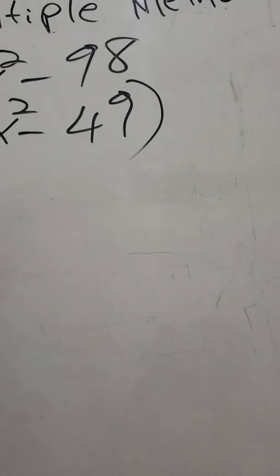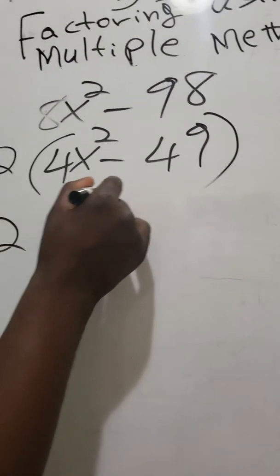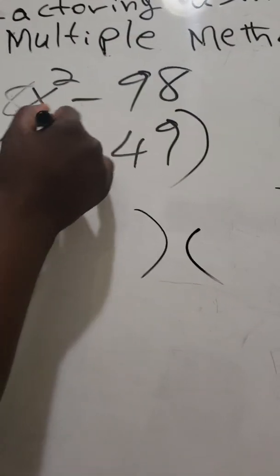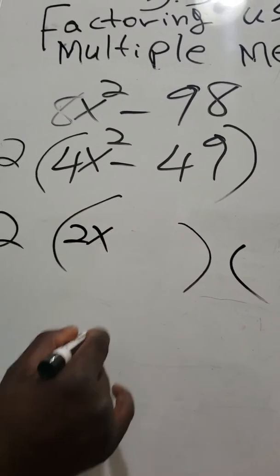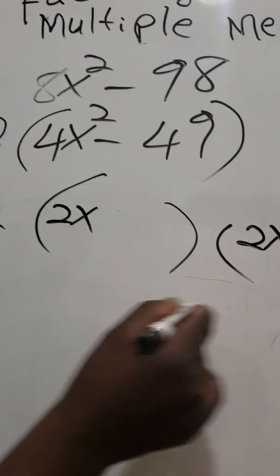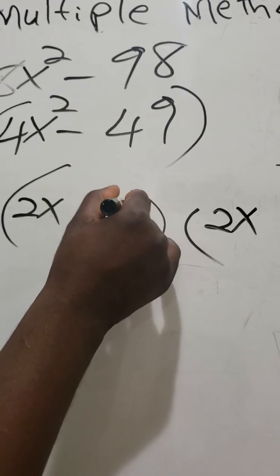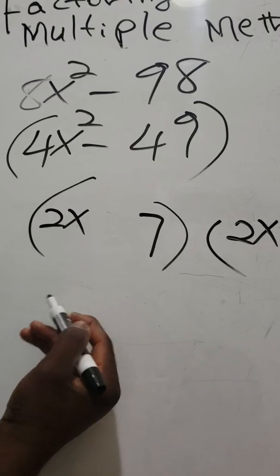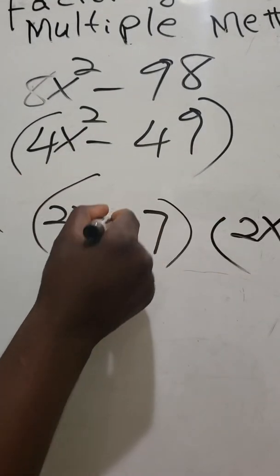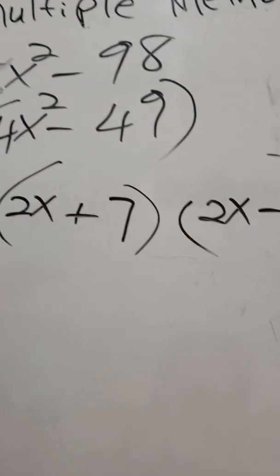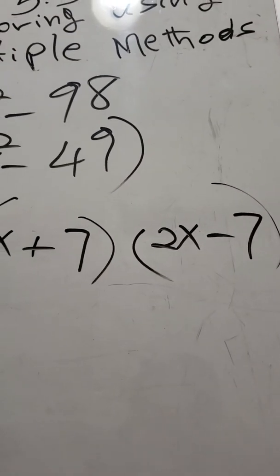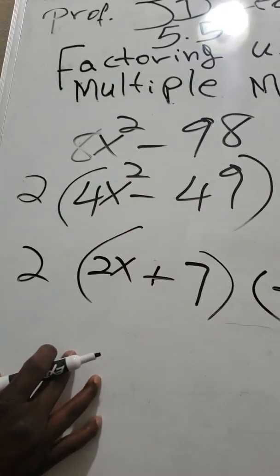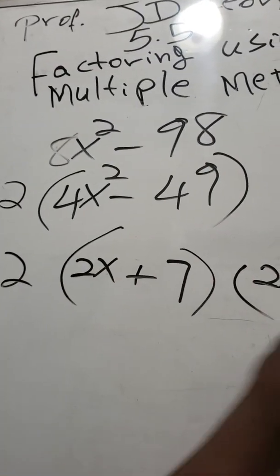Once you figure that out, you bring down the GCF that you factored out originally, and then you create your 2 parentheses, and then the root of the first term, which would be 2x, and then 2x. The root of the second term, as I mentioned earlier, would be 7, because 7 times 7 gives you 49. And because it's a difference of squares, you put your plus and minus sign, and then you're done. So you not only had to factor out the GCF, but you also had to use the difference of squares method in order to finish factoring this expression.